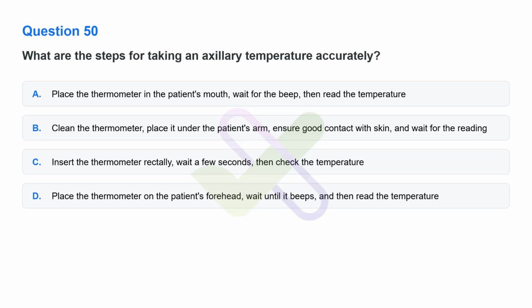What are the steps for taking an axillary temperature accurately? A. Place the thermometer in the patient's mouth, wait for the beep, then read the temperature. B. Clean the thermometer, place it under the patient's arm, ensure good contact with skin, and wait for the reading. C. Insert the thermometer rectally, wait a few seconds, then check the temperature. D. Place the thermometer on the patient's forehead, wait until it beeps, and then read the temperature.